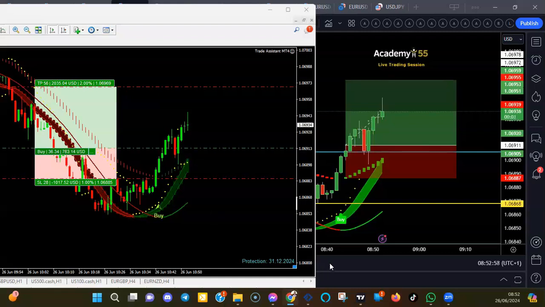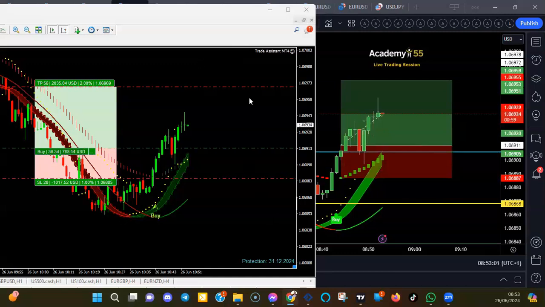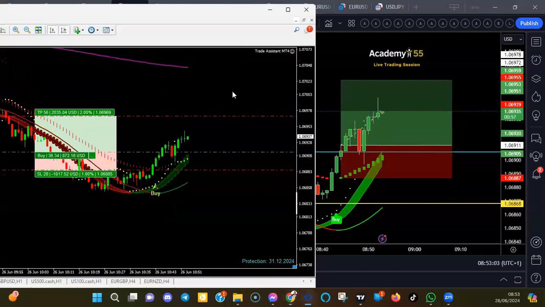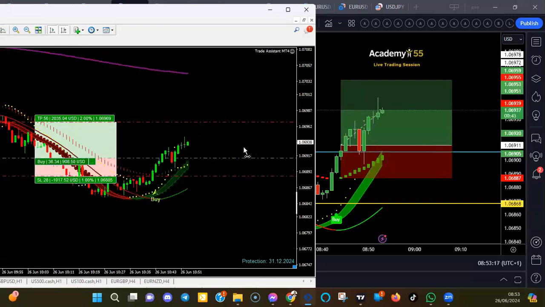And the thought process being the purple line. Well, we can see it there. The purple line is up there. We know price likes to meet that purple line. Is price going to be doing that, heading that way now? Or maybe not.